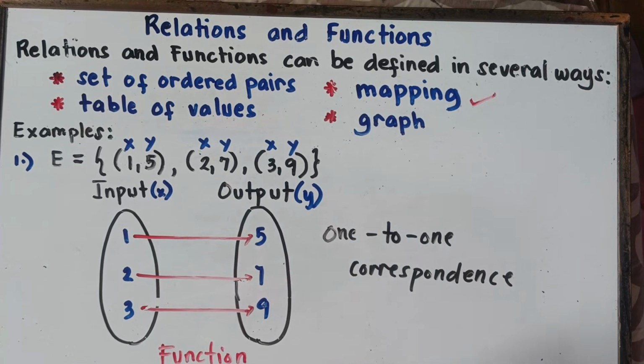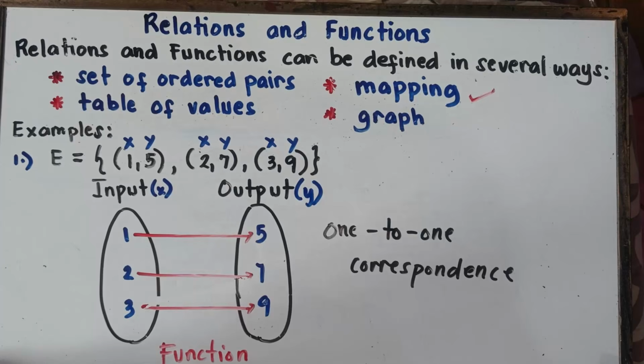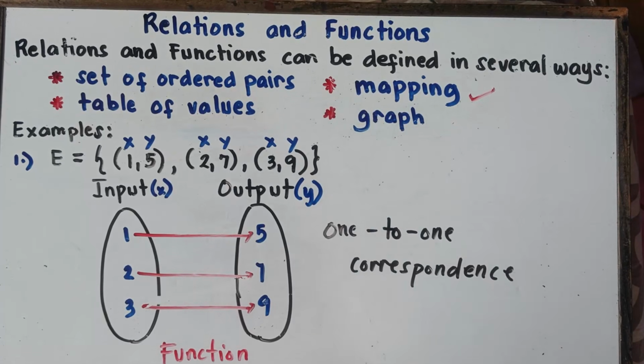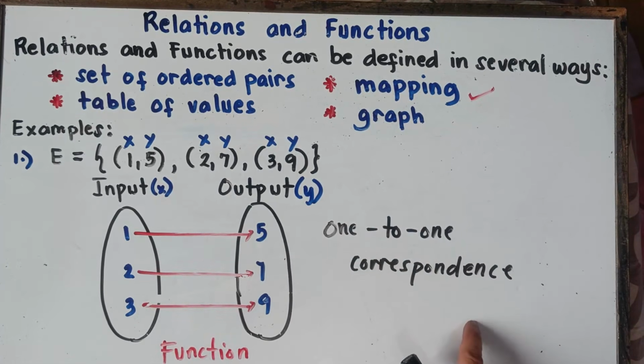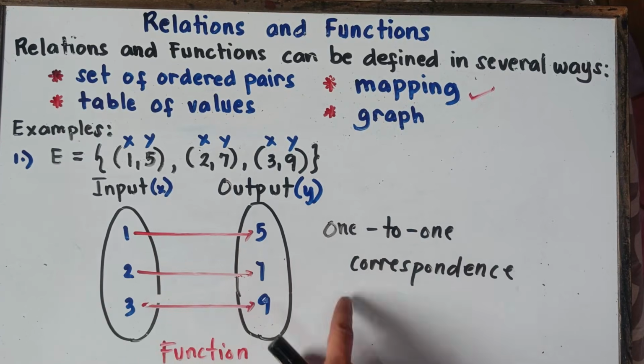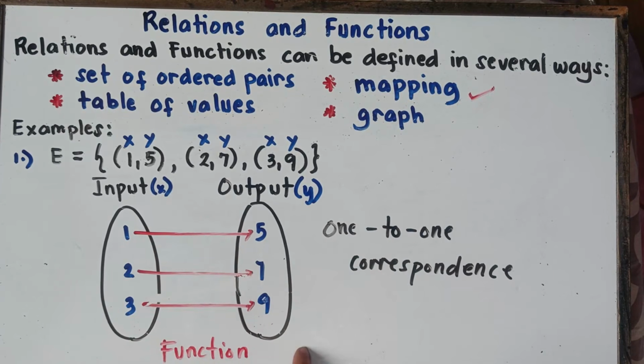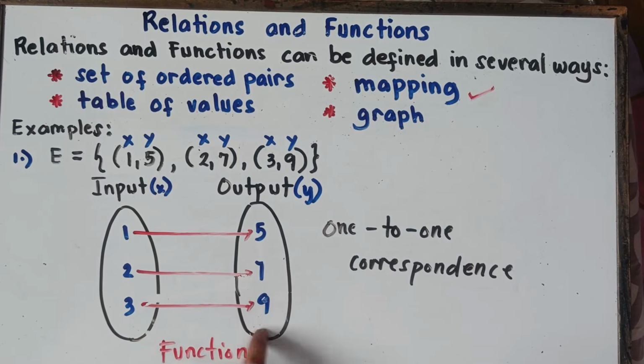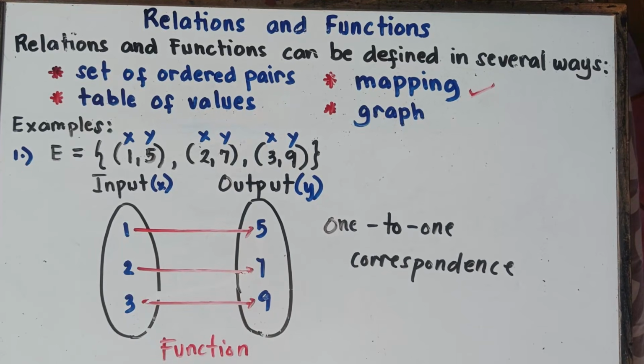Alright, so I hope it's clear for you with this one, class, for set E. Once again, we call this one a function, and we call this one one-to-one correspondence. One input has exactly one output. And this will be a function because there's only one arrow from this input going to this output. Only one arrow, class.